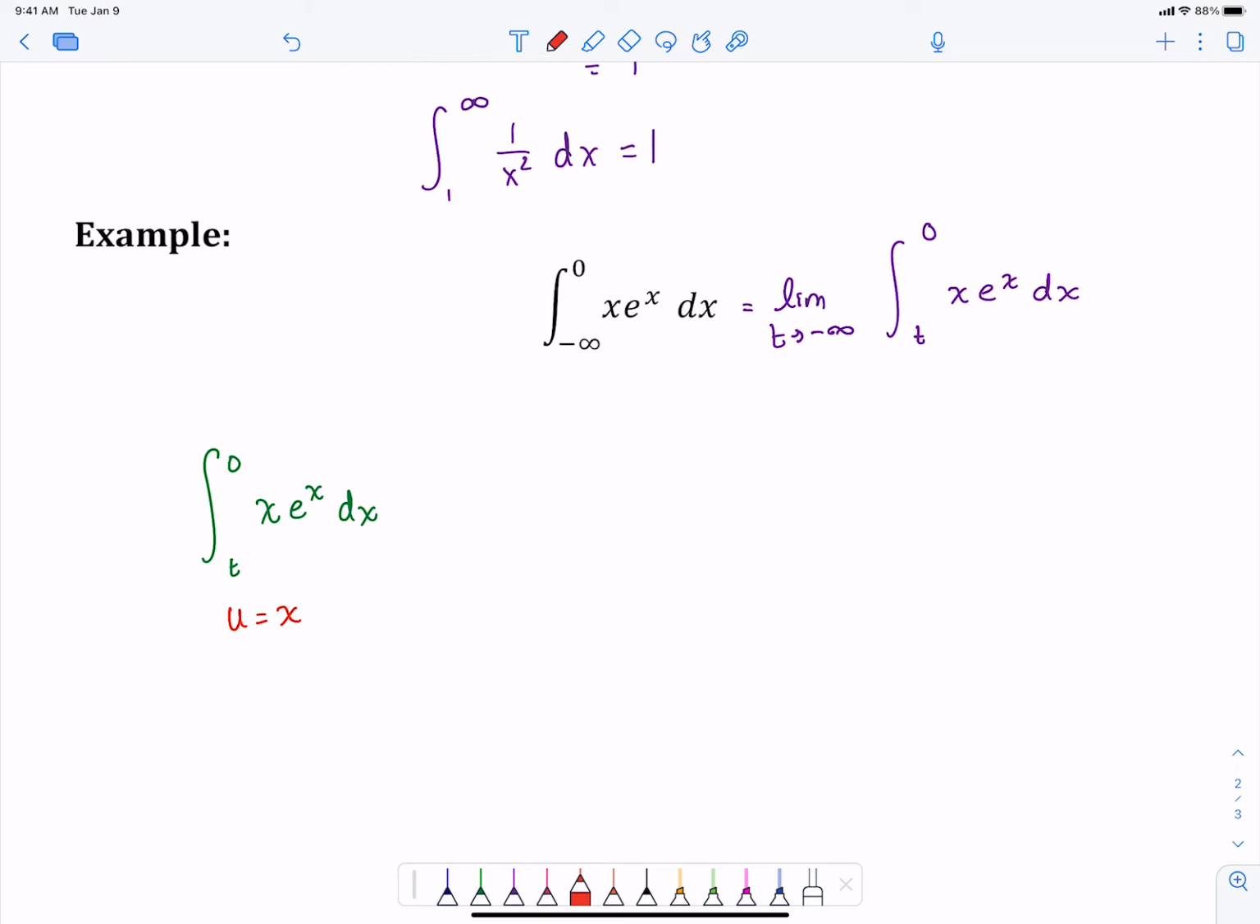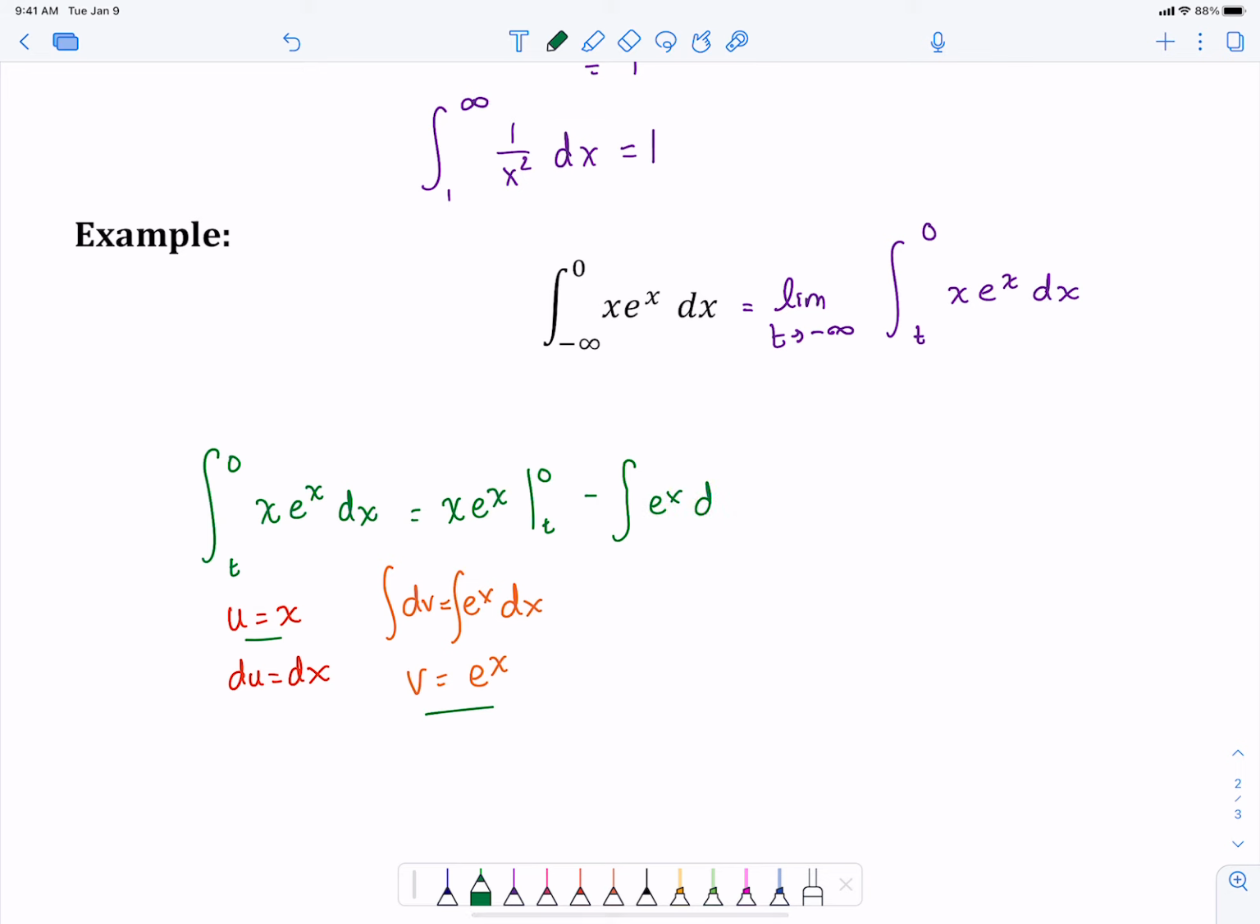So in this one, we should let u be x. So we get du is equal to dx, and we should have dv equaling e to the x dx, because this is really easy to take the integral of both sides of. We get v is equal to e to the x. So our integral is x e to the x, again that's our u times our v, from t to 0, minus the integral of e to the x dx, again that is our v times du.